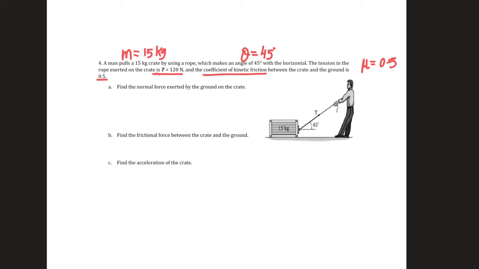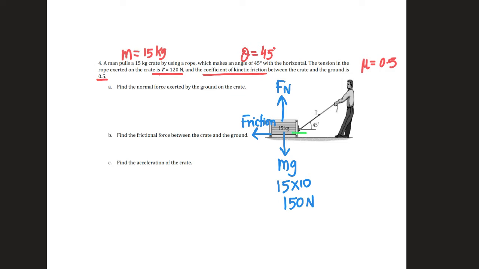Now we have to draw the free body diagram for the crate. So we have already got tension labeled. We have to draw the force of gravity, which is acting vertically downwards, and it's given by mg. We know the value of m is 15, g is 10, so we get 150 Newton. Then we have normal force, Fn, acting vertically upwards, and the friction opposite to the direction of motion, which is left in this case.